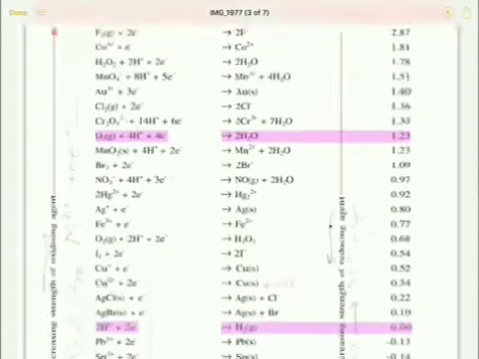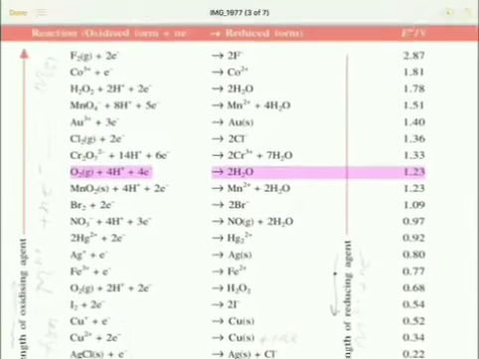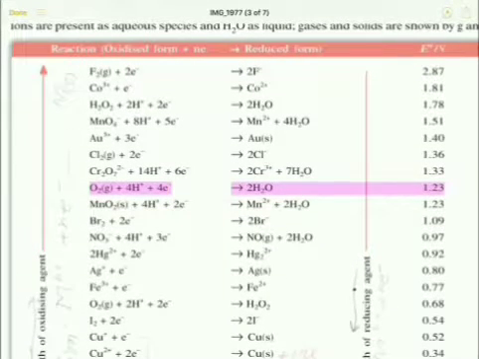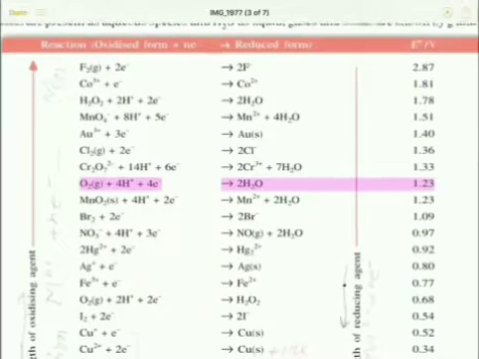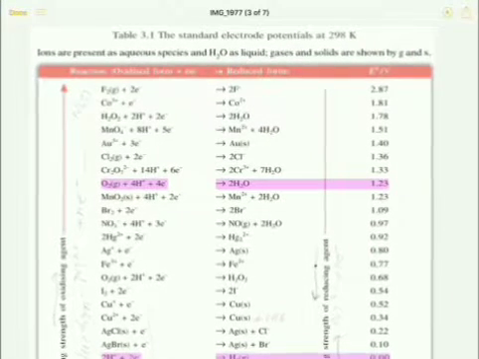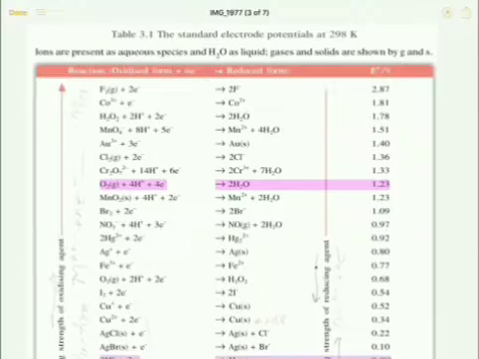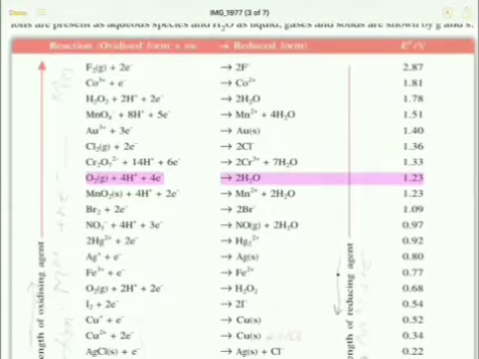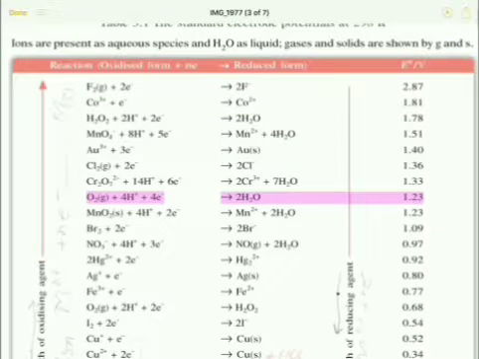You can see here these standard reduction potential values are calculated at standard condition, that is temperature is about 298 Kelvin and the value of the pressure is 1 bar if there is any gas involved, and the concentration of the electrolyte in which the particular metal electrode is dipped is always kept to be 1 molar. So you can see this.